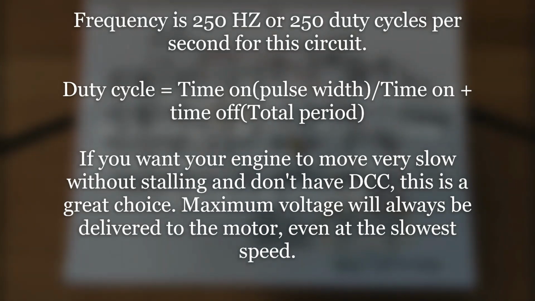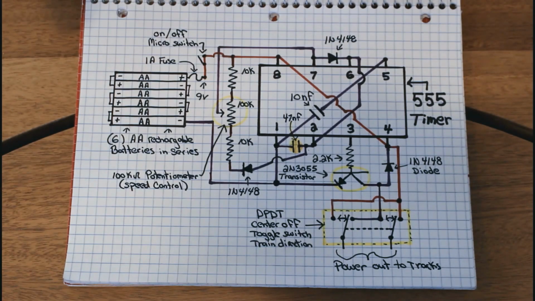If you would turn on that light for 0.1 seconds and turn it off for 0.9 seconds, that would be a 10% duty cycle, and then your light would be very dim. So the longer it's on per second, the brighter it would be. And the same with a motor, the longer that duty cycle is on, the faster the motor.